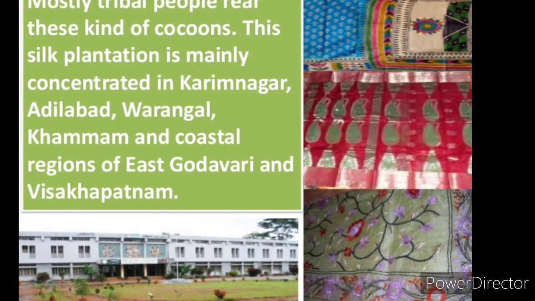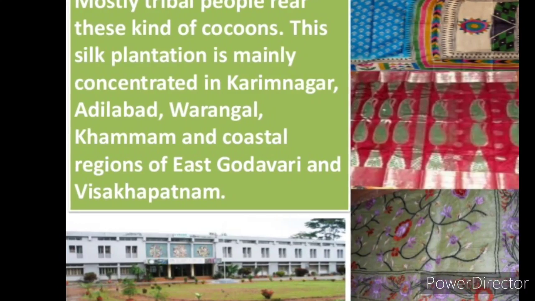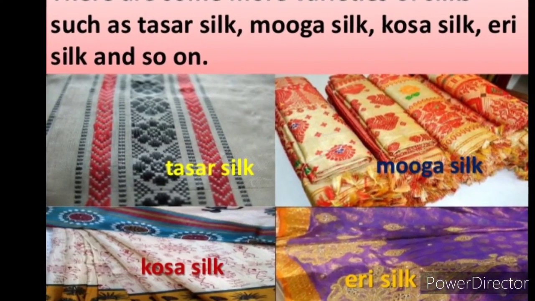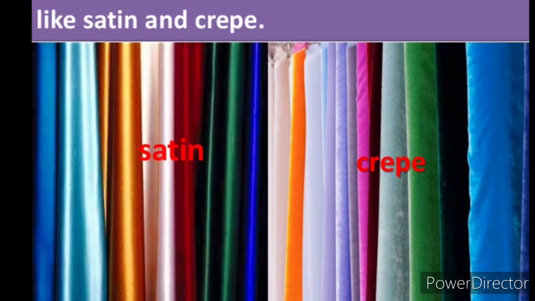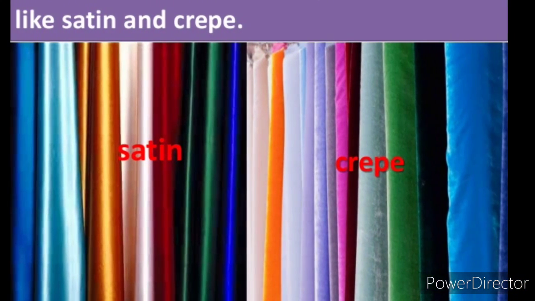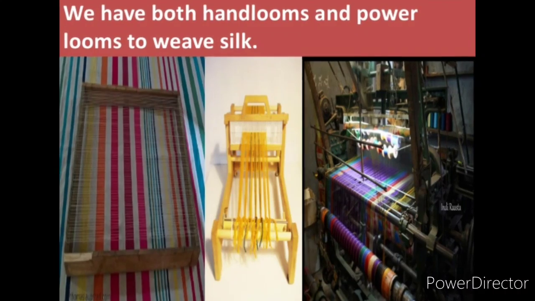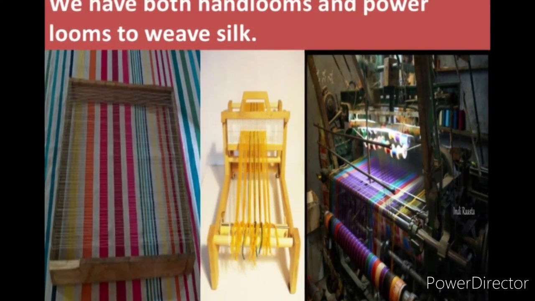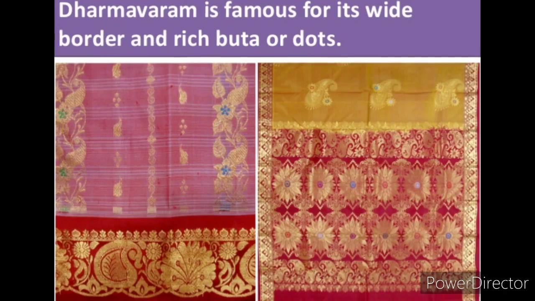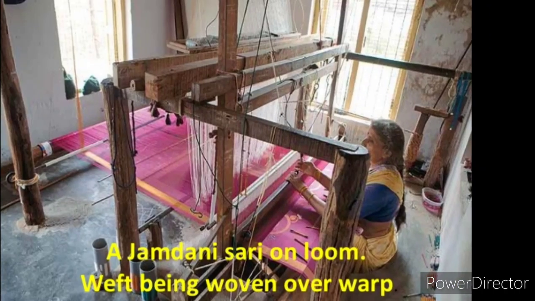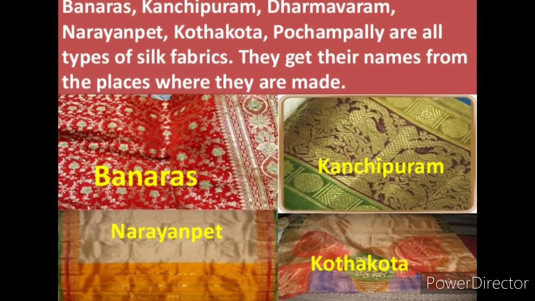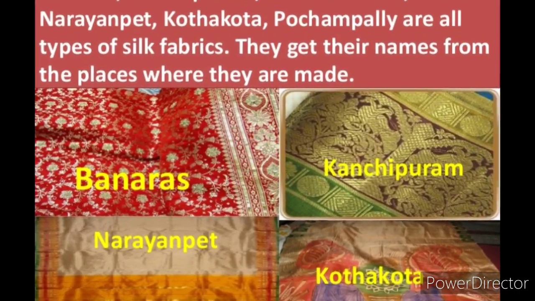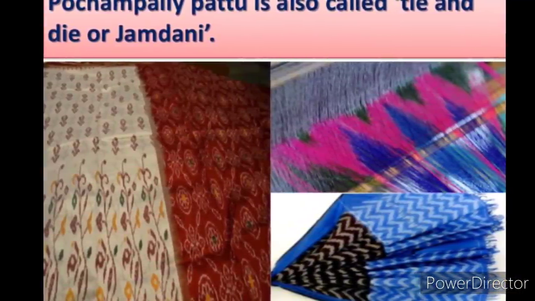We can get yarn from this silk. These yarns are woven together. Silk is produced in Karimnagar, Adilabad, Warangal, Khammam and the coastal regions of East Godavari and Visakhapatnam, which are most popular for this silk. They add some chemicals to that and prepare different kinds of cloths also. They are known as crepe and linen-like, and they look very smooth and rich in texture.